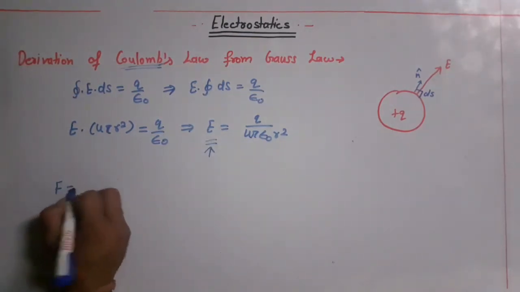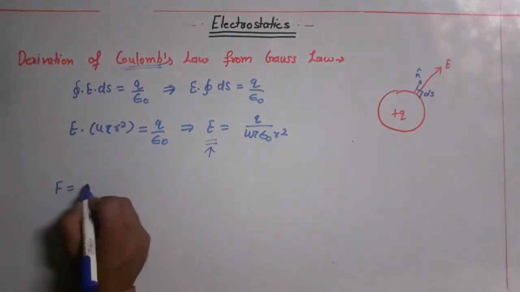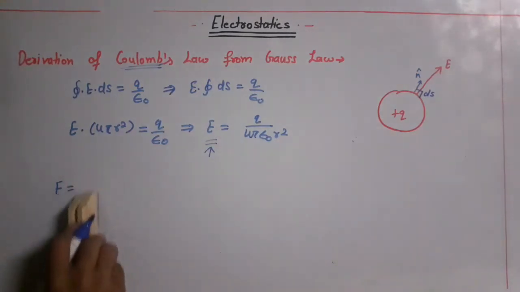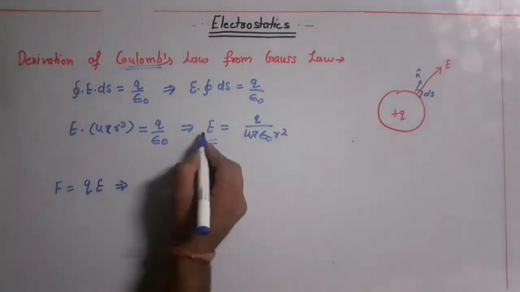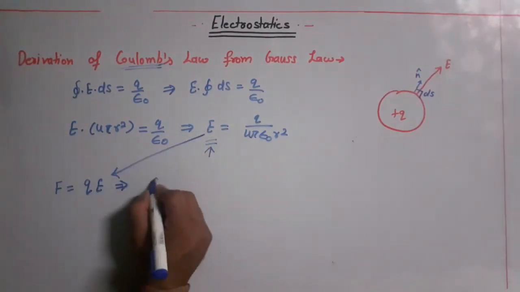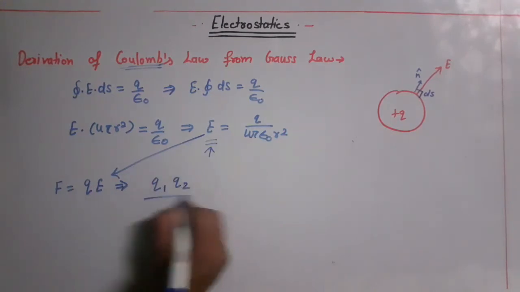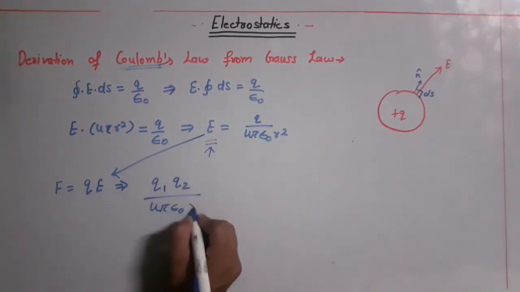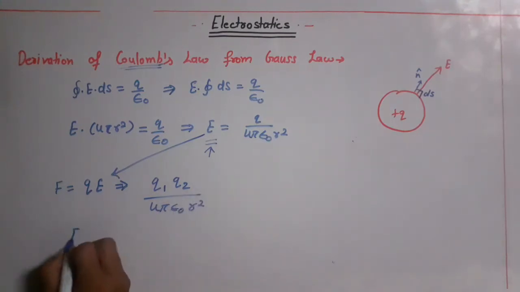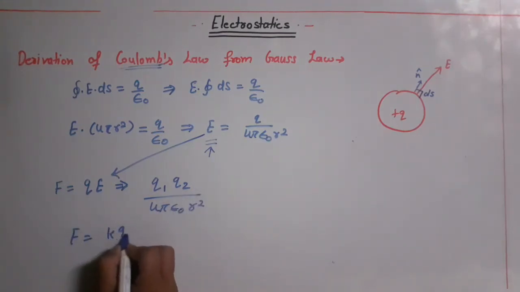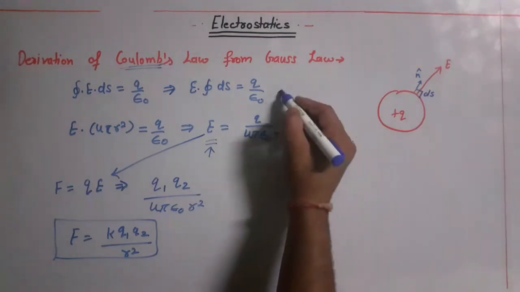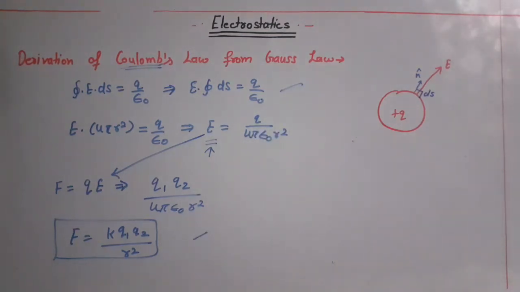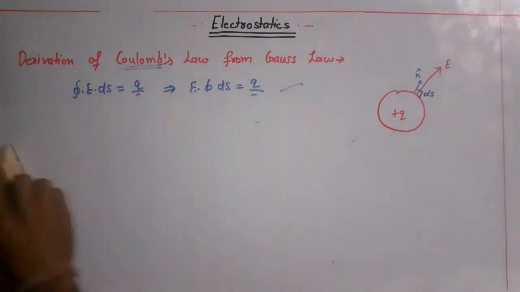So what is the relation between E and F? F is equal to Q into E. By putting the value of E from this equation into this one, we will get Q1 Q2 divided by 4 pi epsilon naught into r square. So we get F is equal to K Q1 Q2 divided by r square, which is our Coulomb's law. So we have proved Coulomb's law from Gauss law. Okay, now let's come to the next topic.